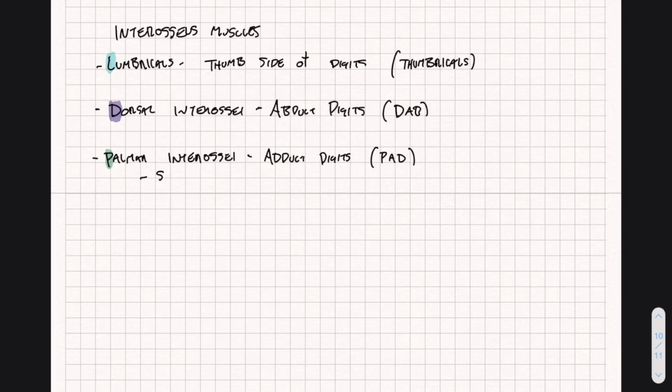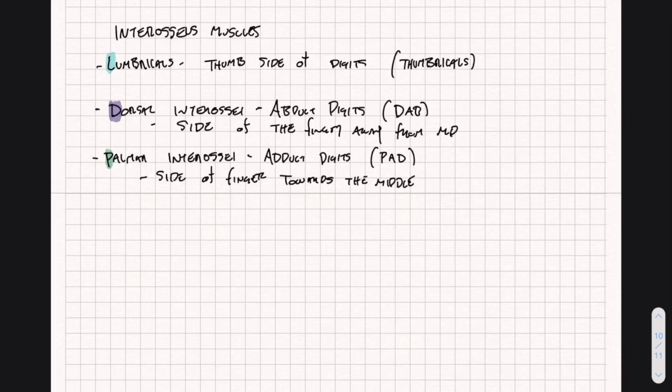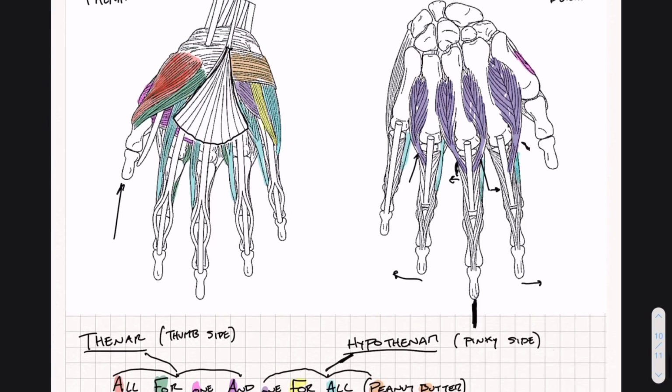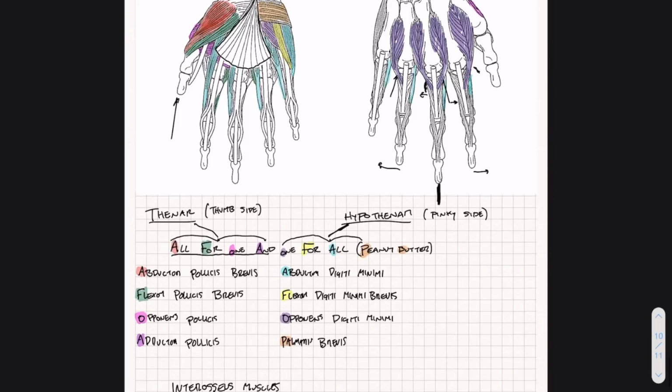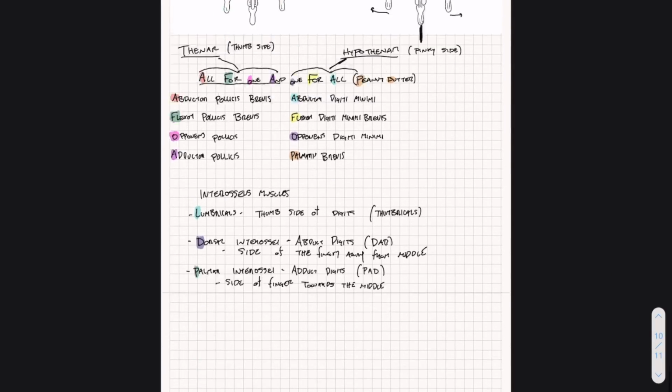So pads are on the side of the finger towards the middle. Dabs are on the side of the finger away from middle. Okay, so that's going to help you identify a finger, and we can walk through that so we can see what we're talking about. Let's talk about the innervation before we do that, though.